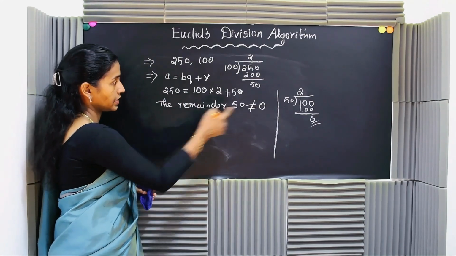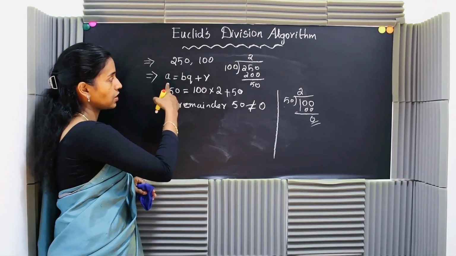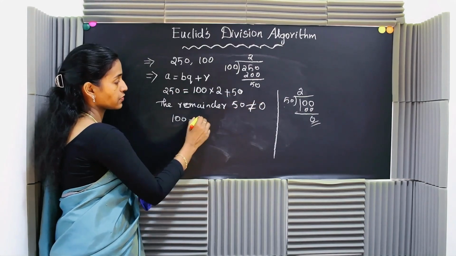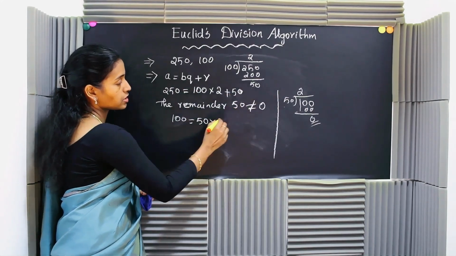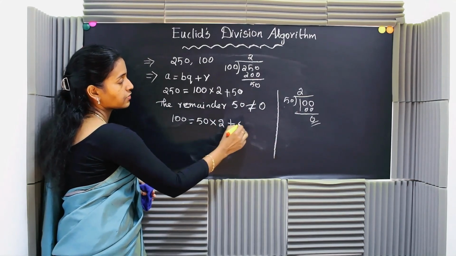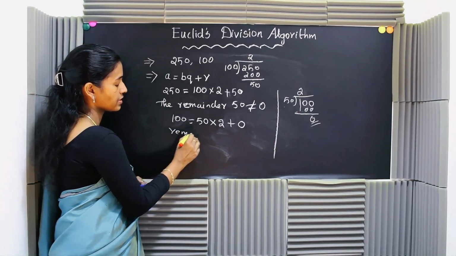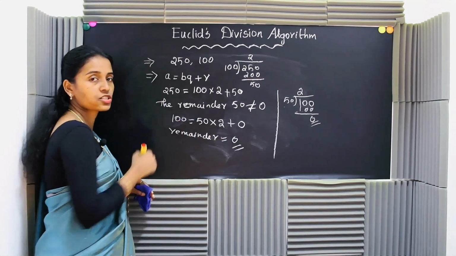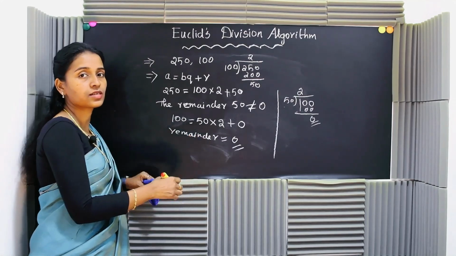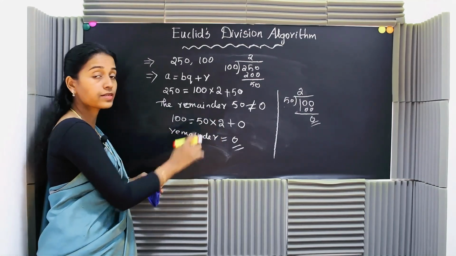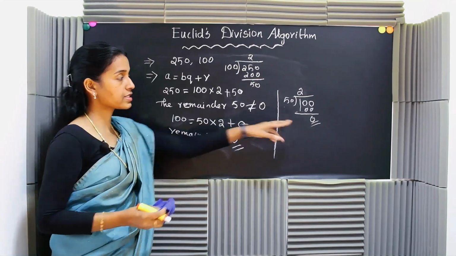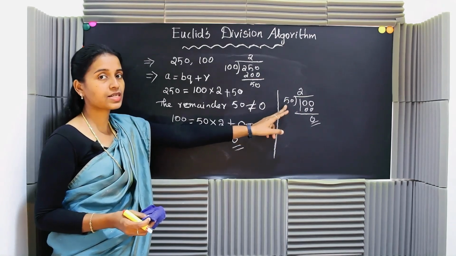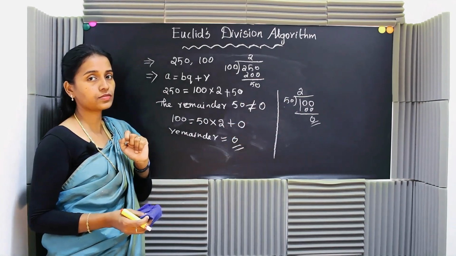So I'm applying A equals BQ plus R. Here what is A? 100, right? B value is 50. Q is 2. And R value is 0. Remainder is 0. We reach the stage at which the remainder is 0. In this stage, the number we have as divisor is called the GCD. Right?